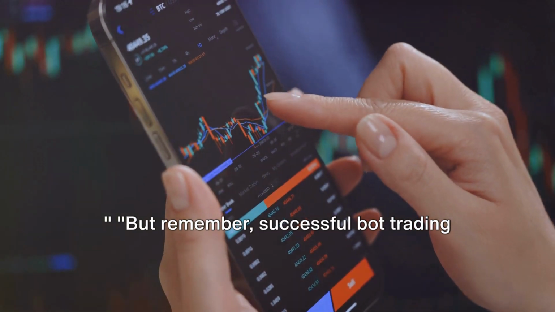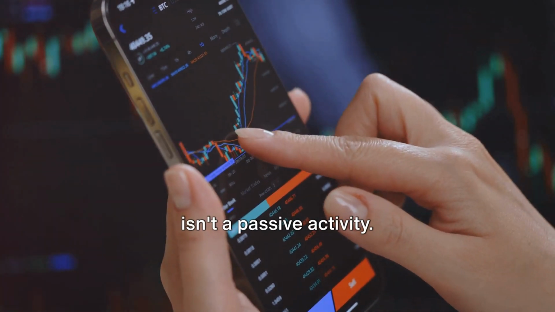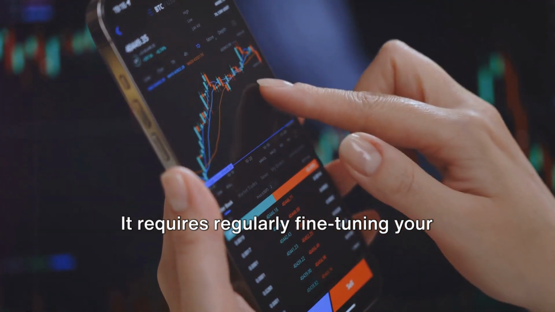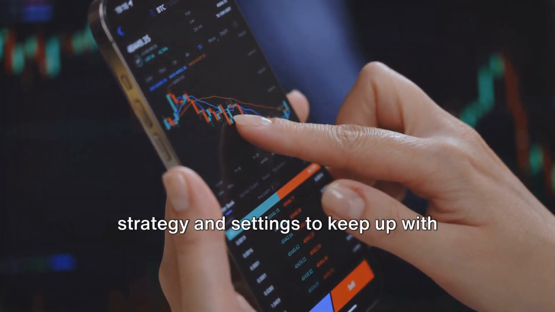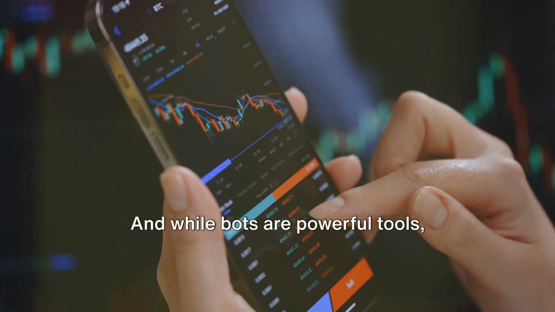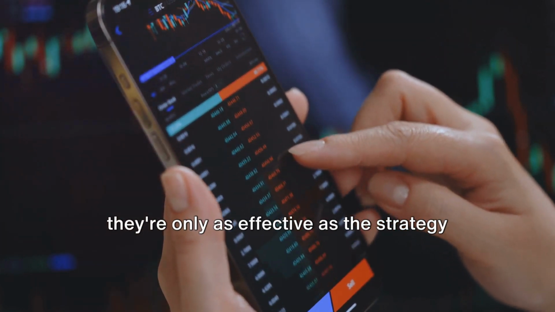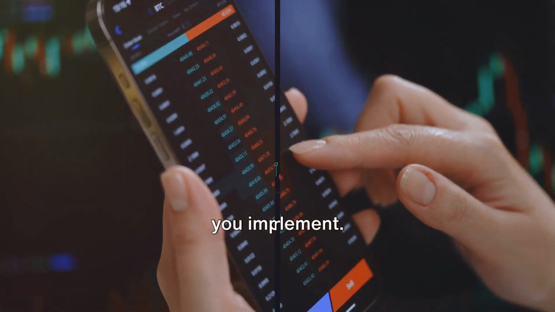But remember, successful bot trading isn't a passive activity. It requires regularly fine-tuning your strategy and settings to keep up with market fluctuations, and while bots are powerful tools, they're only as effective as the strategy you implement.